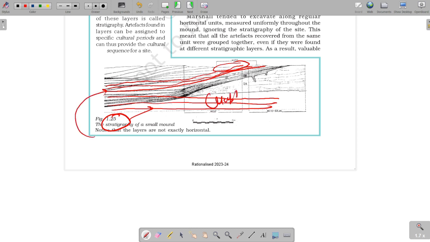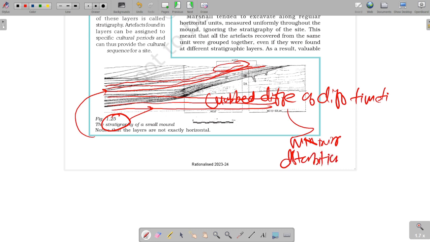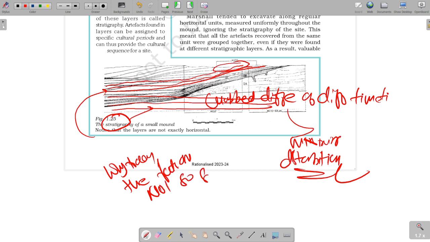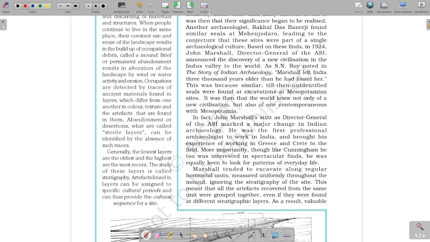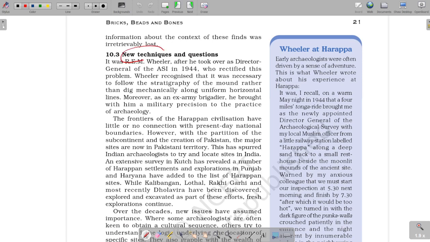So he clubbed different artifacts of different timelines together. This led to the mixing up of artifacts and distortion of historical facts. This is the major reason why today the facts are not so solid or lack evidence. So to rectify his mistake, new techniques were brought by R.E.M. Wheeler, who was a military precision person. He started excavating along the stratigraphic layers. He brought new technologies to his hand.